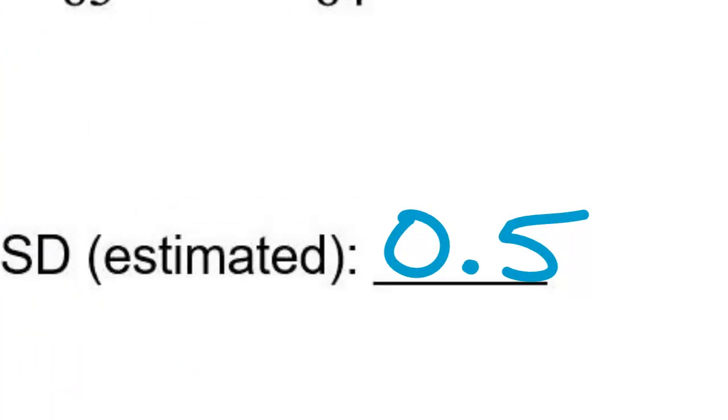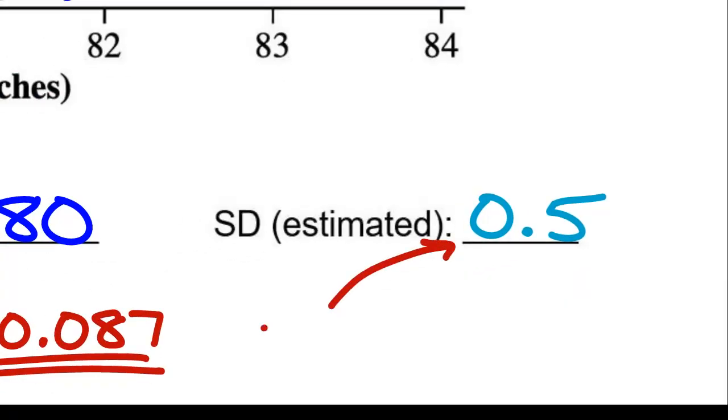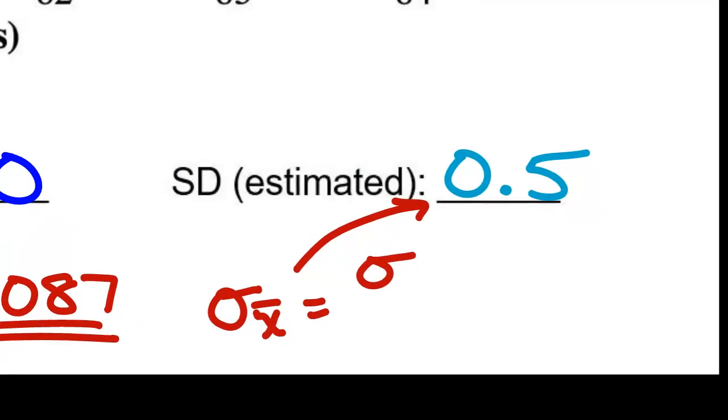The way we actually calculate the standard deviation for X bar, so sigma of X bar, we take whatever the population standard deviation is, sigma, and we divide by the square root of n. What was the population standard deviation?